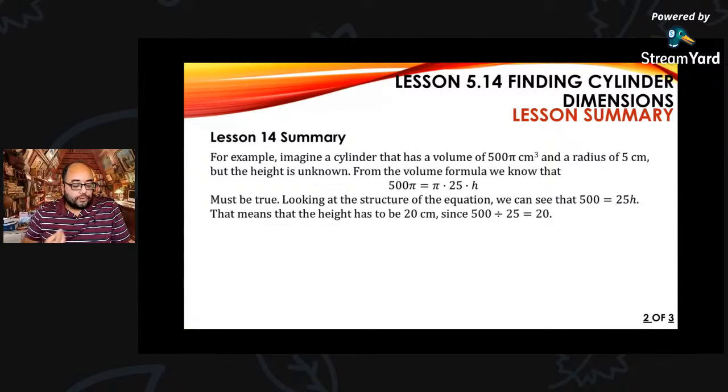So that's our equation. Now looking at the structure of the equation, we can see that 500 is equal to 25h, because we removed the pi on both sides. So 500 equals 25h. That means that the height has to be 20 centimeters, since 500 divided by 25 is equal to 20.